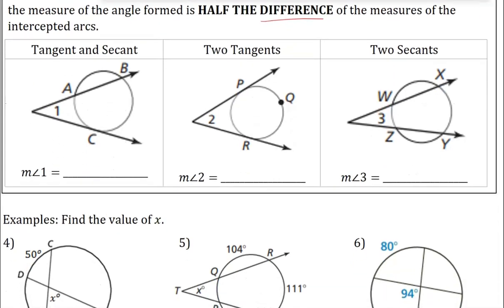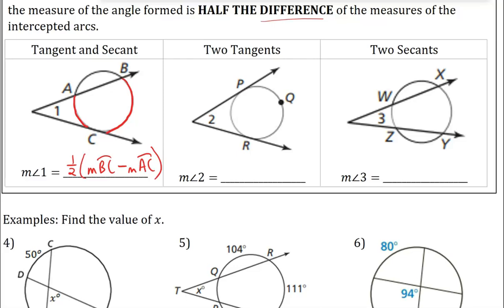So for angle 1, we have intercepted arcs BC and AC. So the measure of angle 1 is half, and then difference means we're subtracting, so the measure of arc BC minus the measure of arc AC.